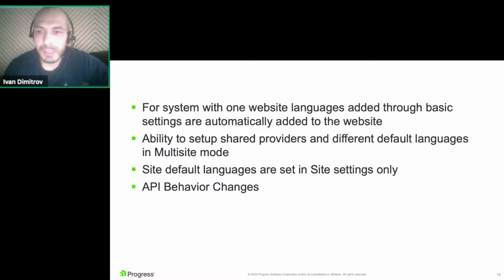Also, the important thing is the ability to set up shared providers that have different default languages. For example, you have two websites with news, and they can share the providers, but in one of the websites the default language is, let's say, English, but on another it is German.